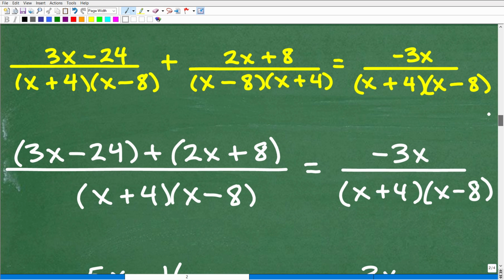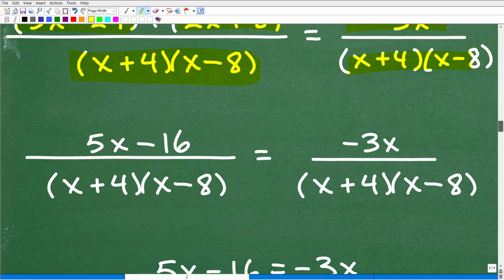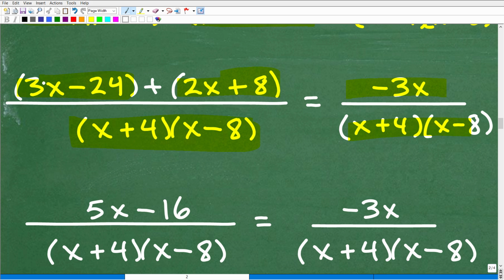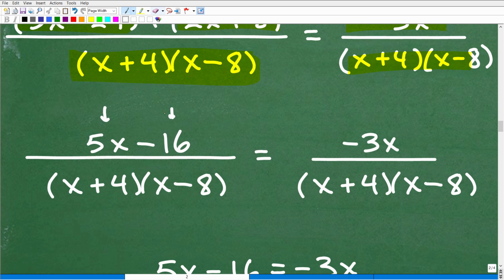Okay, so again, I got this really shrunk in here. Hopefully you can see that writing. But being that we do have the same denominator here, we're going to keep that, and then we're going to add the numerators. So that would be 3x minus 24 plus 2x plus 8. And of course, that'll be equal to the right-hand side of the equation. All right, so let's continue to clean this up. I'll have to combine like terms. So 3x and 2x gives us 5x, negative 24 and 8 gives us negative 16. And that is finally now equal to the right-hand side of the equation.